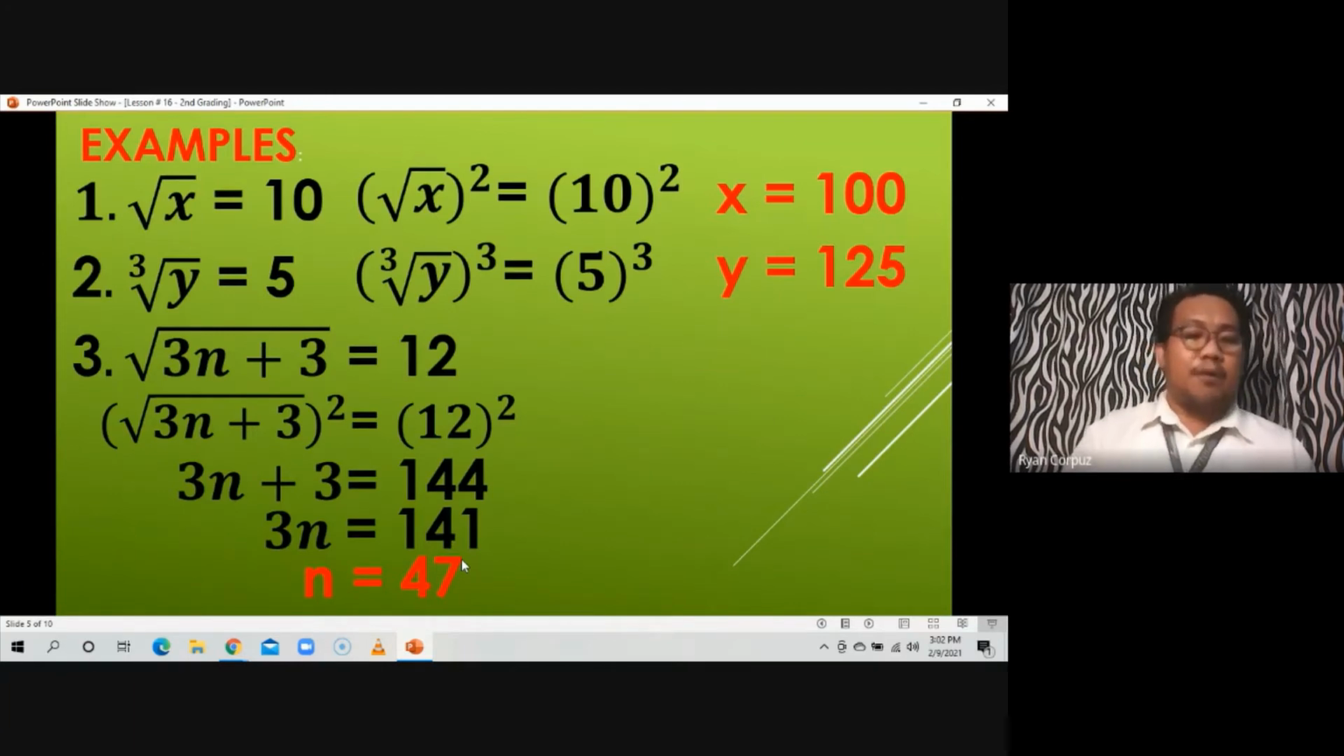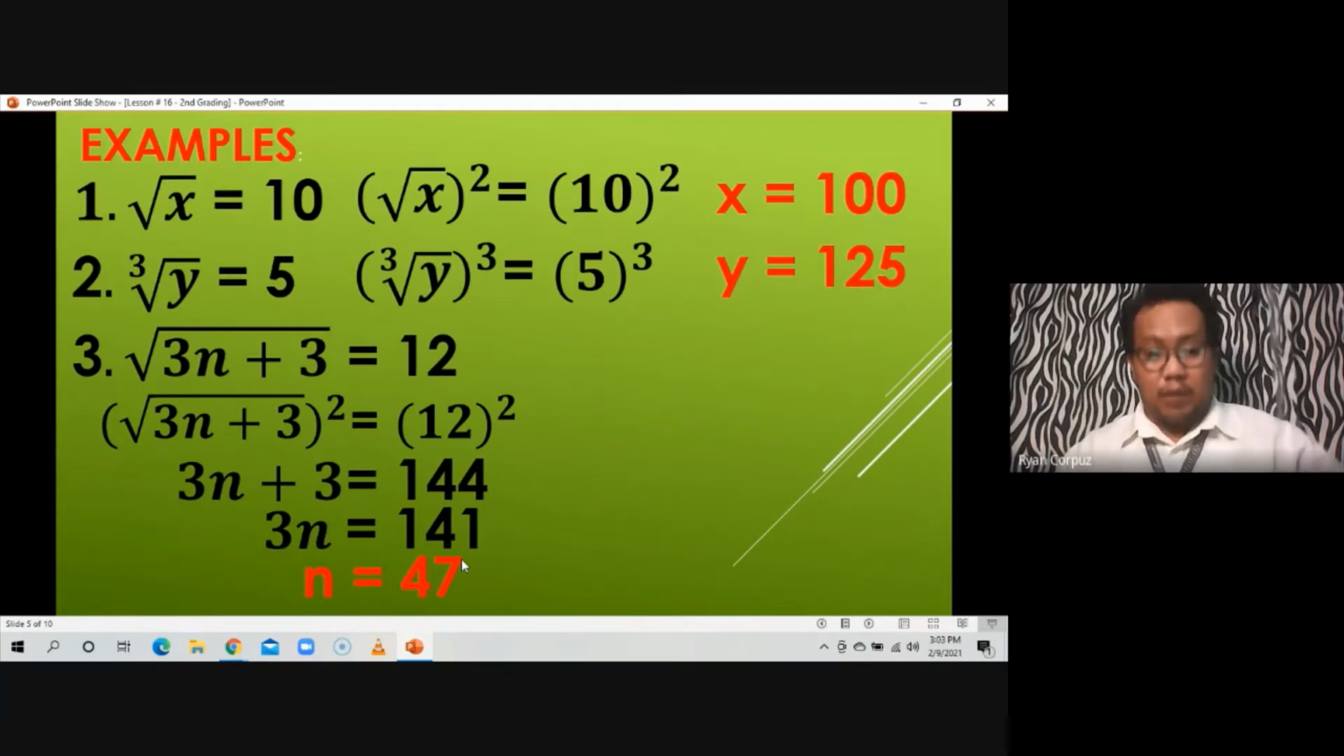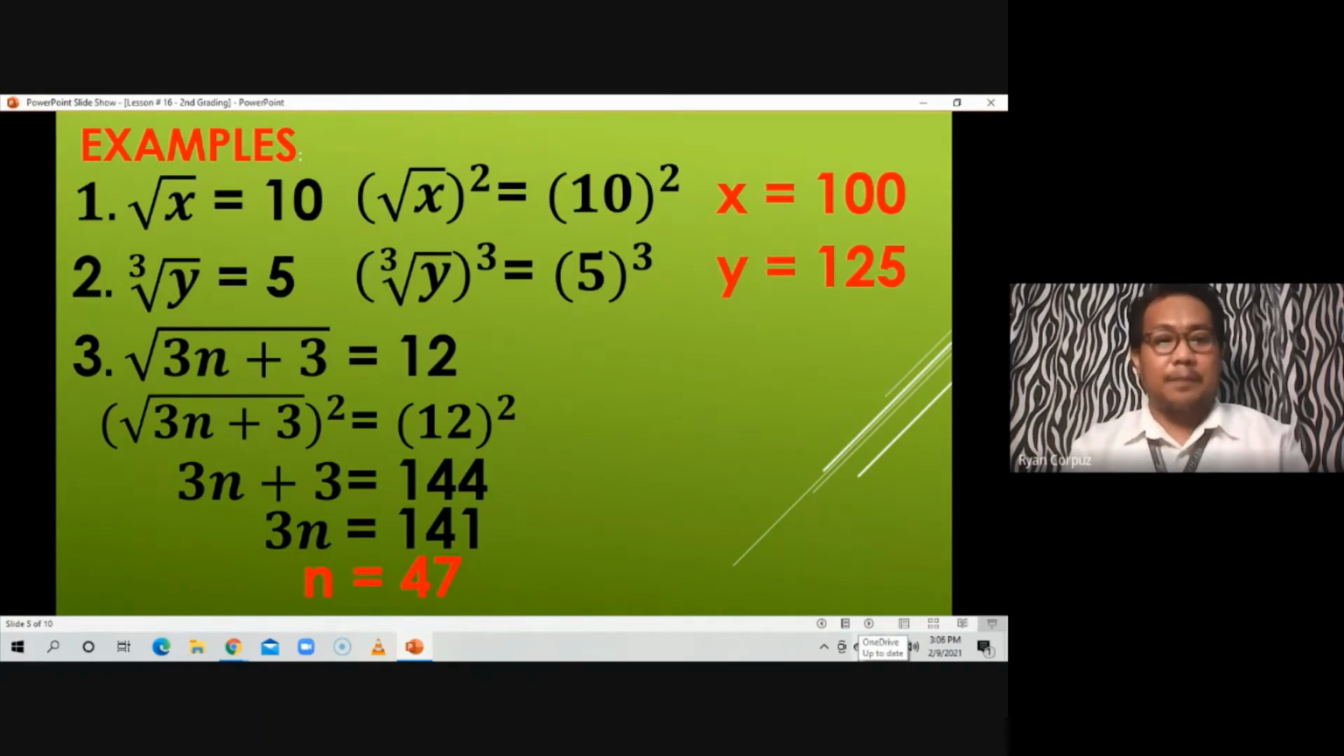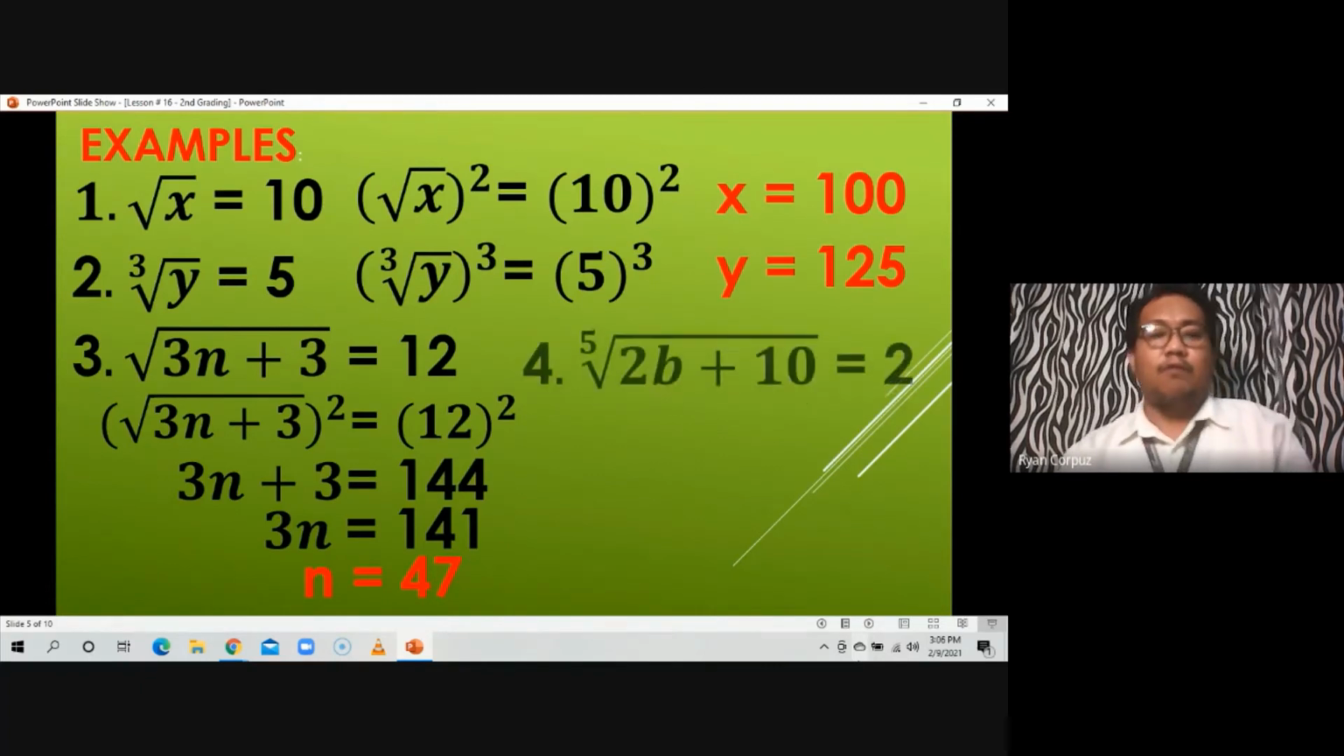Did you get example number 3? So madali na siya once you remove the radical sign. Kasi it's just like we are now solving linear equation or pwedeng ma-encounter tayo ng quadratic equation. So nakuha example number 3. Okay, do you have any questions about example number 3? So let us answer this time example number 4.